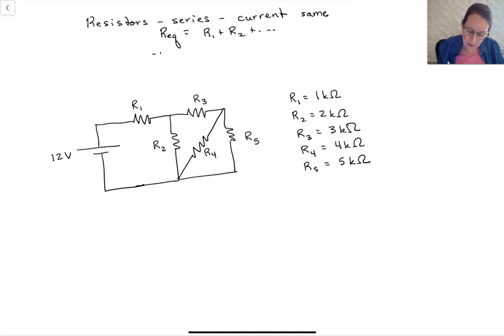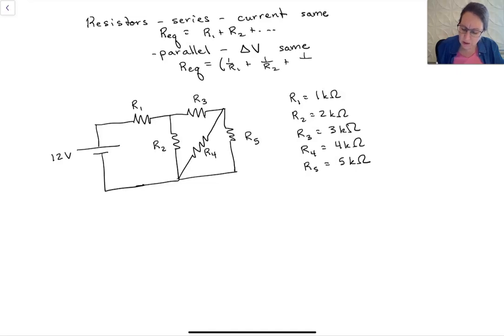When they're in parallel, just like with capacitors, of course, the change in voltage, the voltage drop, is the same. So we still have energy conserved, and the equivalent resistance for in parallel is this inverse relationship: 1 over R1 plus 1 over R2 plus however many are in parallel, all raised to the minus 1. So we're going to see how we can do this with an example that we've got right here.